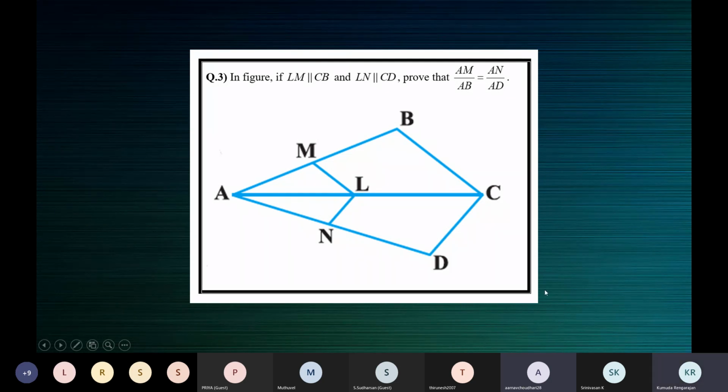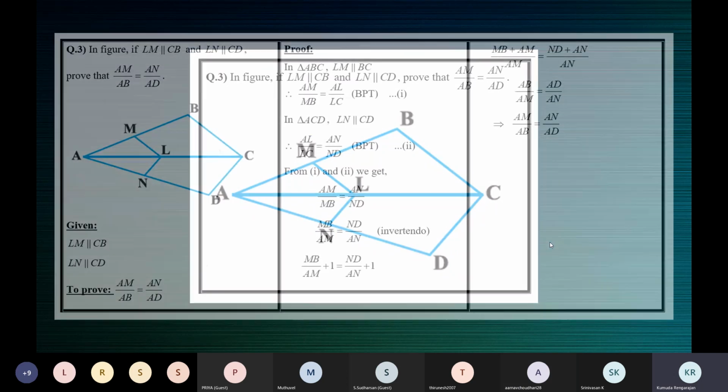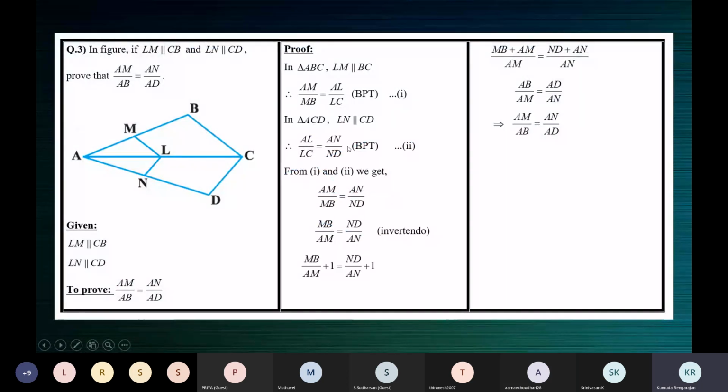Very good. Okay. So now we have two proportions, right? When you compare, you will get one new proportion. You have this proportion from one triangle and this proportion from the other triangle. When you compare both, AL by LC is common. So we have a new proportion: AM by MB is equal to AN by ND. So in this triangle, we have these two lines parallel, so this is the result by BPT.